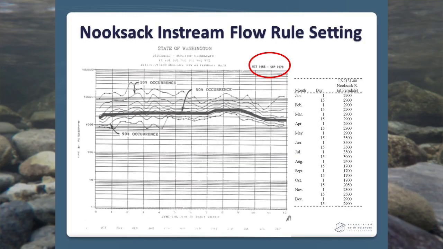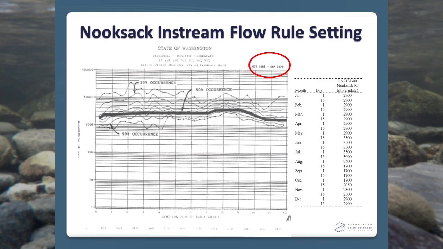So to illustrate that point, I'd like to go through the Nooksack River at Ferndale as an example of how the rule was set. So this is a stream flow hydrograph. They all go from January through December across the bottom axis. And this is a logarithmic scale of stream flow discharge in CFS.